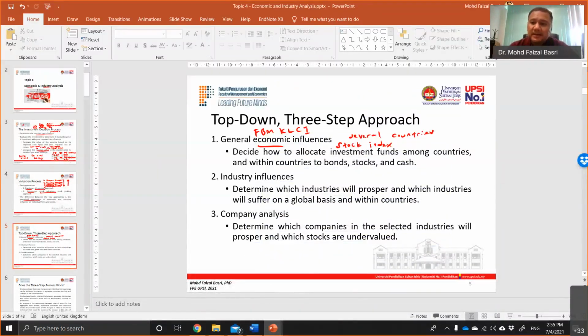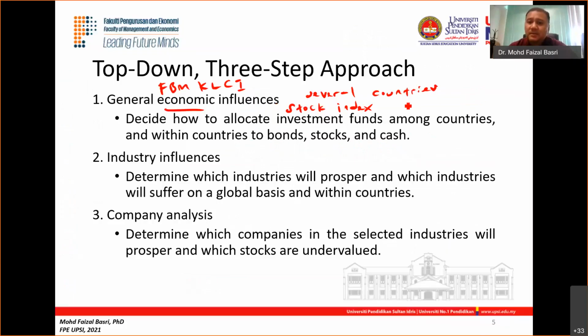But besides the stock index, we can look at other measurements as well. For example, we can look at GDP. GDP is gross domestic product. GDP is a national indicator. We can look at the rate of inflation, for example. A lot of indicators: I can use inflation, I can use the unemployment rate. All of these are indicators for any specific country.